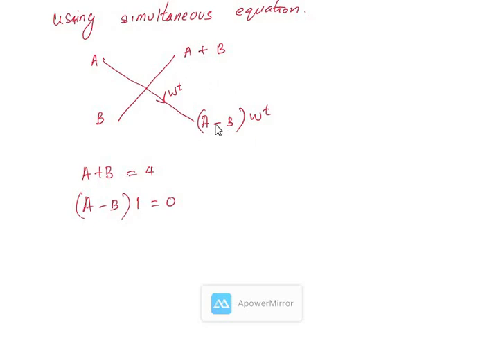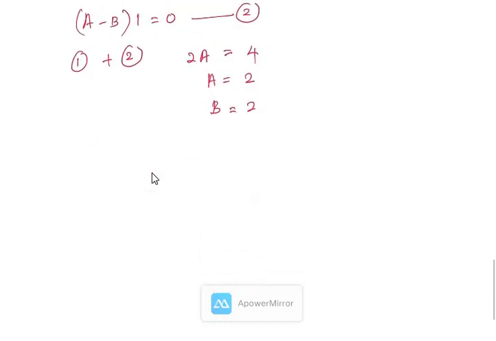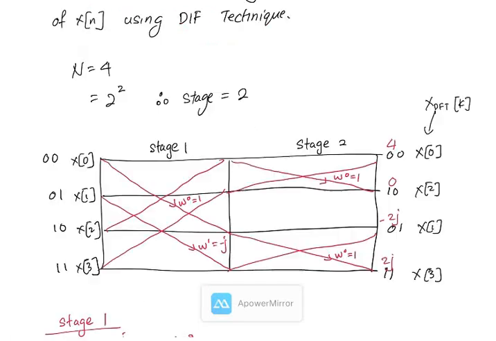This is exactly what I brought here. I assume this is equation 1, this is equation 2. So this is a simultaneous equation. I have A, and I want to eliminate the value of B, so I add equation 1 plus equation 2. Then I get 2A equal to 4 plus 0, so 4. B minus B gives 0, so it is eliminated. So A is equal to 2, and I substitute the value, I get B equal to 2. So A is 2 and B is also 2, and I write it down in the diagram: A equal to 2, B also equal to 2.